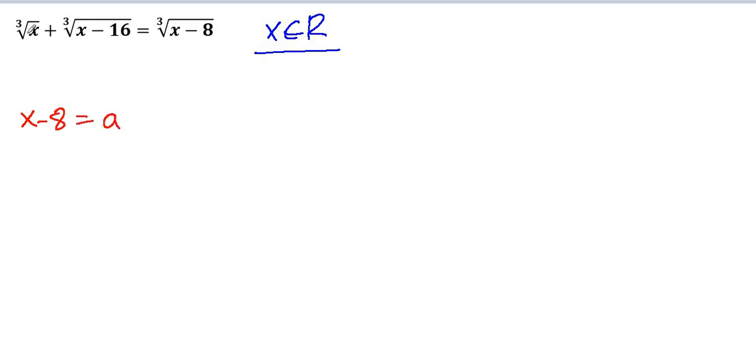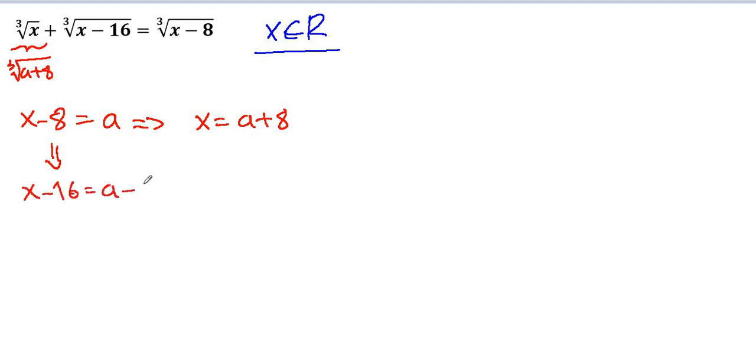Then I have to also express cubic root of x in terms of a and cubic root of x minus 16 in terms of a. Now first, to express cubic root of x in terms of a, I simply solve for x. Then I'll get x is equal to a plus 8, and this one is simply cubic root of a plus 8. And for the next expression, x minus 16 is equal to a minus 8, and this is simply cubic root of a minus 8, and this is cubic root of a.